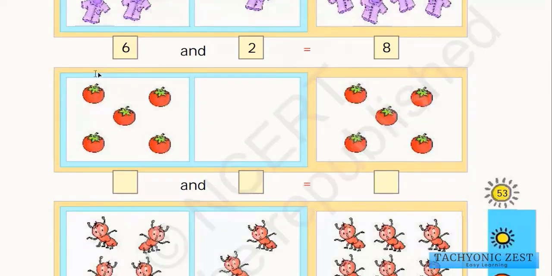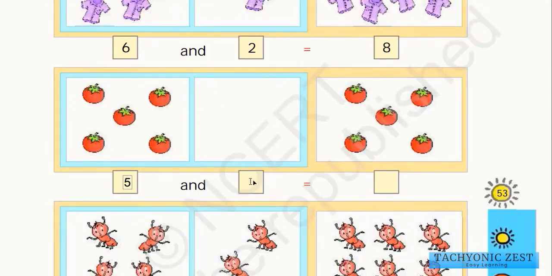Here first we have to count the total number of tomatoes. We are adding some tomatoes, and then what is the total number of tomatoes we have. So first we will count the total number of tomatoes here. First is 1 2 3 4 5. So first we had 5 tomatoes, and then how many tomatoes come and join these 5 tomatoes?